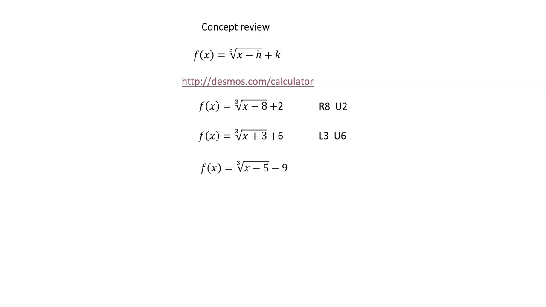f of x equals cube root of x minus 5 minus 9. How is that translated from the parent function? That's moved right 5 and down 9. And finally, f of x equals cube root of x plus 4 minus 7. How is that translated from the parent function? It's moved left 4 and down 7.